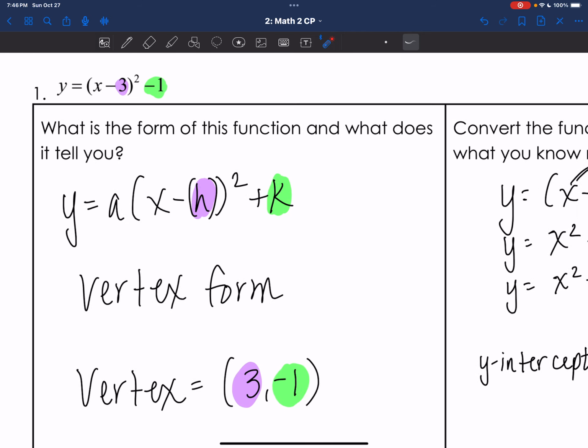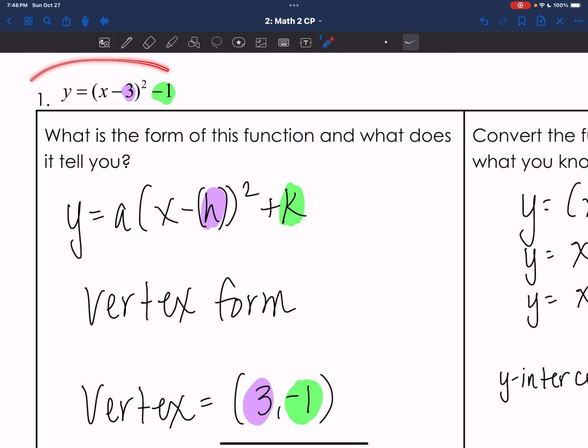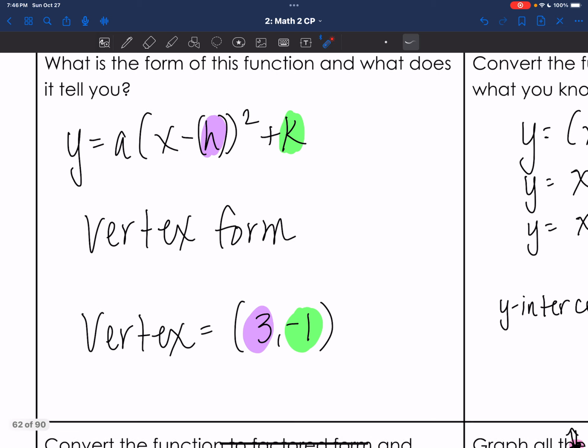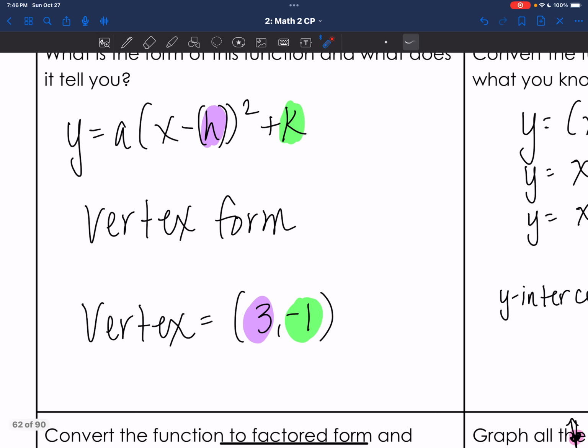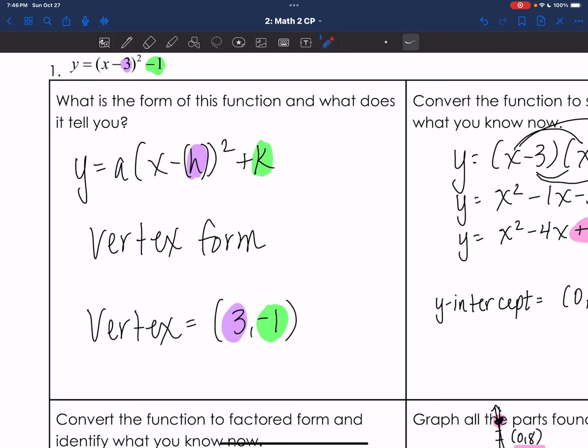What we're going to do is take this equation, and first we need to figure out what form it's in. Well, it's currently in vertex form, and I know that because it's y equals a(x minus h) squared plus k. So that's vertex form. And the information that's really easy to get from here is your vertex. Well, we said that h goes here and k goes here. So that's really easy to do to find that information.